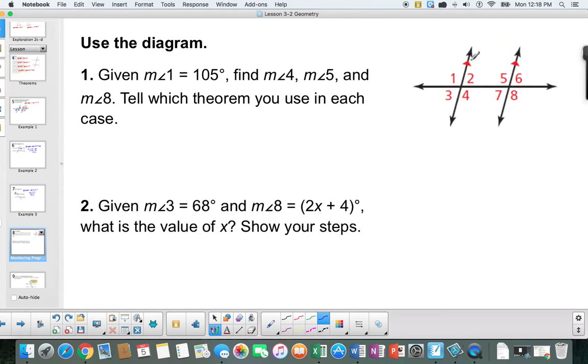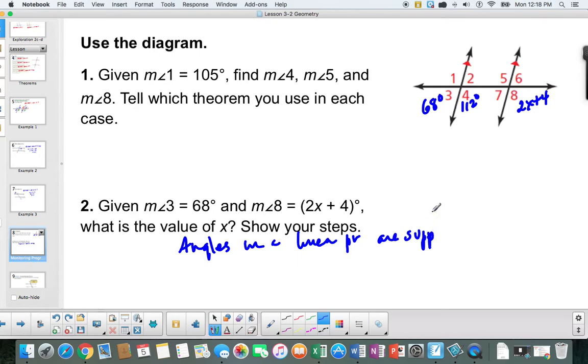All right, it says given angle 3 is 68 degrees and angle 8 is 2x plus 4. It says find the value of x. Let's see, well I know that these are a linear pair, so this will be 112 degrees. So angles in a linear pair are supplementary. And now angle 4 and angle 8 are corresponding angles.